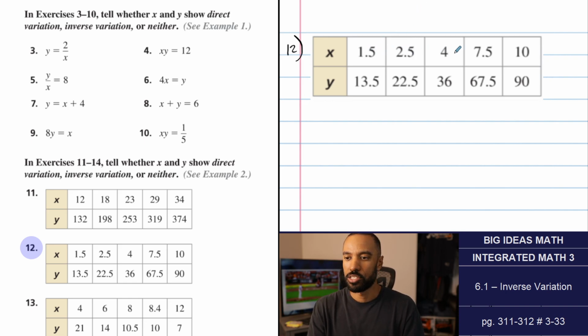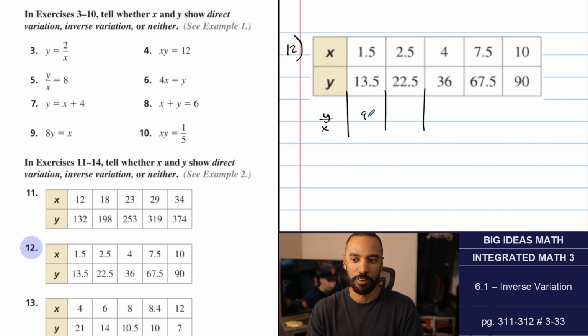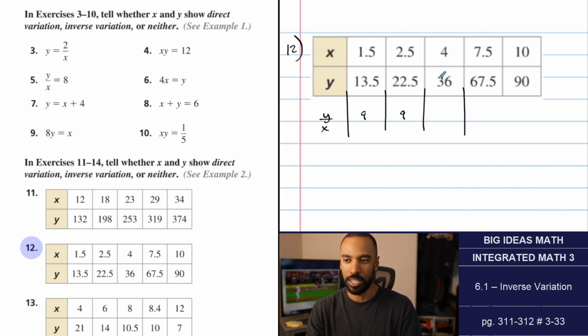So check this out. X is increasing, y is increasing. There's no possible way this can be inverse variation again. I'm not going to bother with x over y, but let's try y over x. Now this is me doing some internal division here, because 1.5 times 10 is 15. Subtract 1.5, you get 9. 9 multiples of 1.5. 4 times 9 is 36. You know this. 7.5 times 10 is 75, minus the 7.5 is 67.5. So that's 9 times. And 10 times 9 is 90.